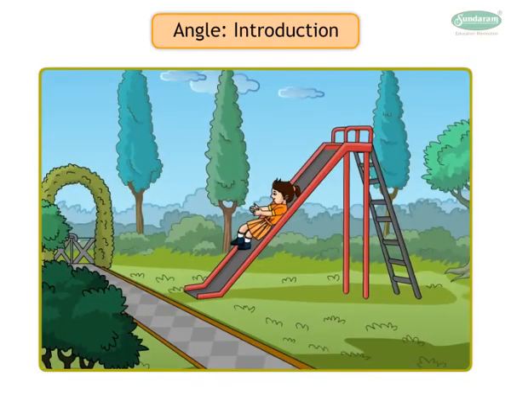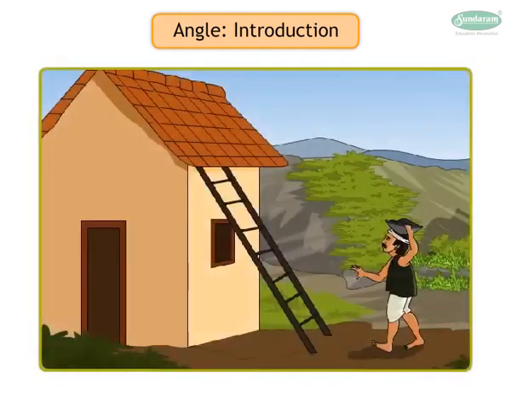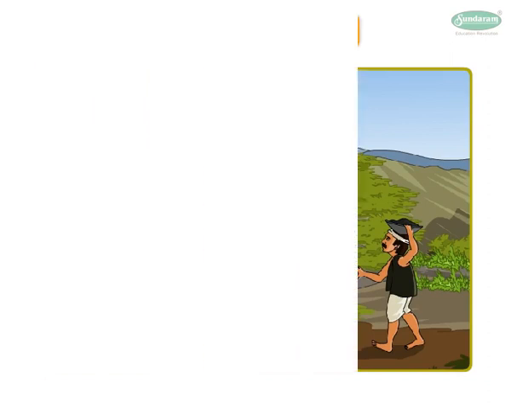Here we can see angles between the slide and the ground. Now, look at the second picture. Here we can see an angle between the rope of the swing and the horizontal bar above. In the third picture, look at the ladder that leans against the wall. We see an angle between the ground and the ladder and another between the wall and the ladder. Thus, we see angles in many places around us.